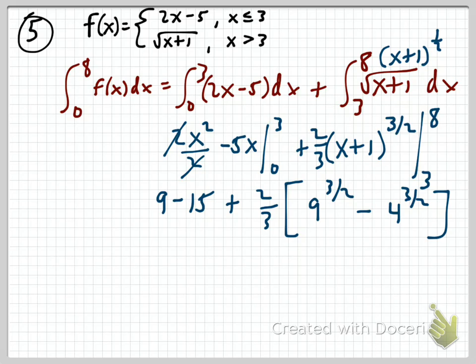So what in the world is that going to be? So this is negative 6. 9 minus 15 is negative 6. Okay, plus 2/3. Now, 9 to the 3/2, that's the square root of 9, which is 3. 3 to the 3rd is 27. Square root of 4 is 2. 2 cubed is 8. Okay. 27 minus 8 is 19. Oh, good grief. 19 over 3.